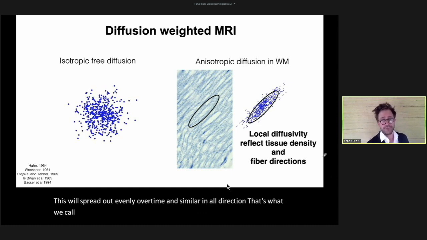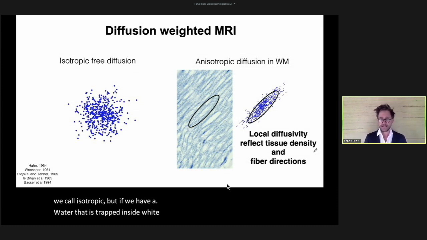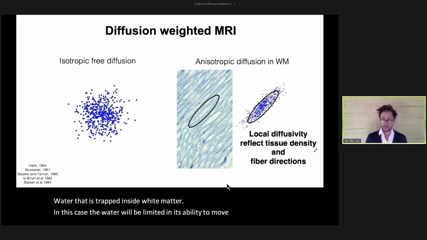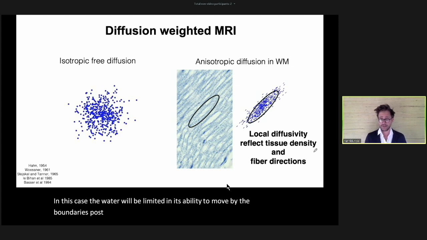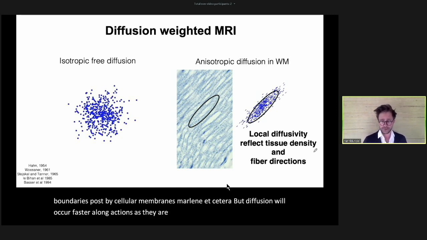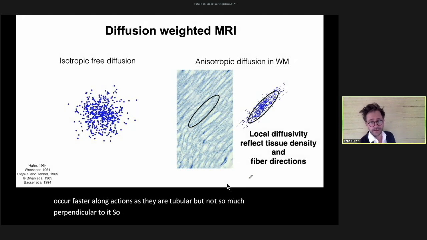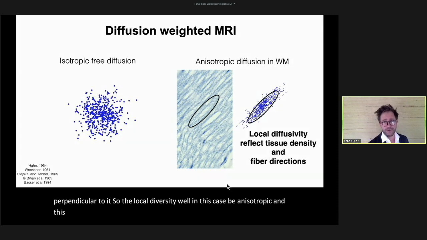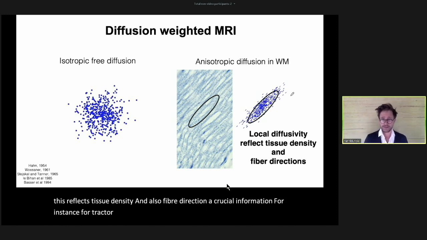But if we have water that is trapped inside white matter, the water will be limited in its ability to move by the boundaries posed by cellular membranes, myelin, etc. Diffusion will occur faster along axons as they are tubular, but not so much perpendicular to them. So the local diffusivity will in this case be anisotropic, and this reflects tissue density and also fiber direction, crucial information, for instance, for tractography that we will hear more about in the next session.